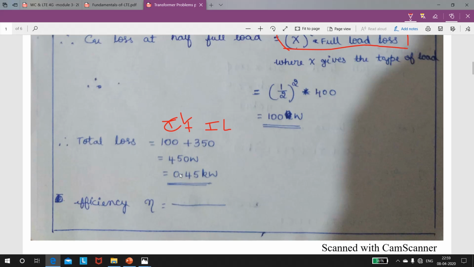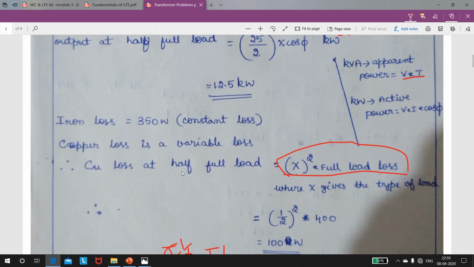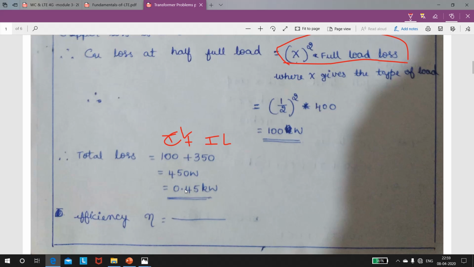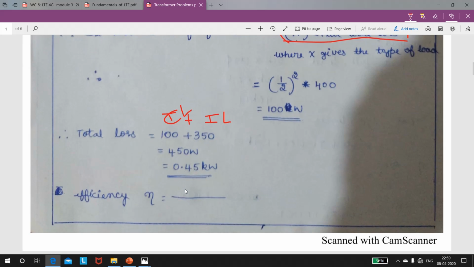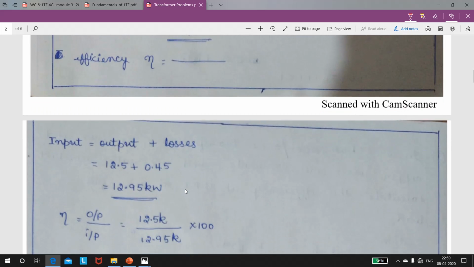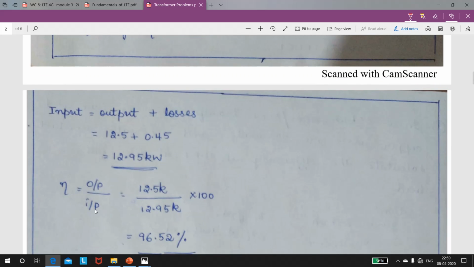Now I'll keep it in kilowatts itself. Why? Because if you see here, output you have in kilowatts. If you keep the total loss also in kilowatts, then it will be easier to calculate. Because you already know efficiency means output by input. What is input? Input is nothing but output plus losses. Now output is in kilowatt, losses also in kilowatt, so you will get the input in kilowatt. Kilowatt cancels, it will be easier.